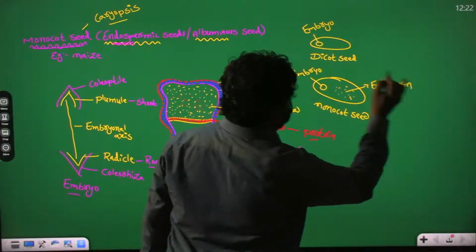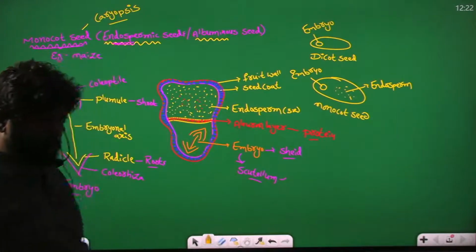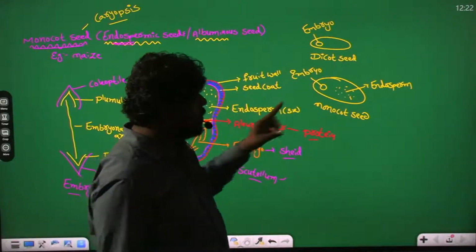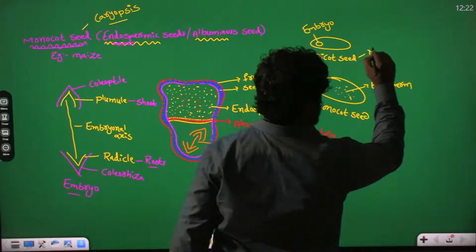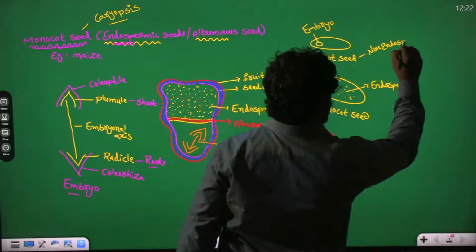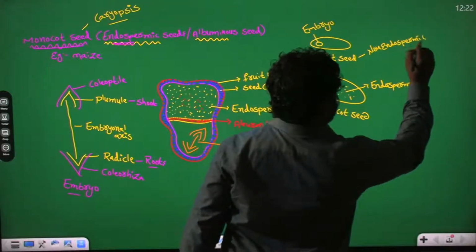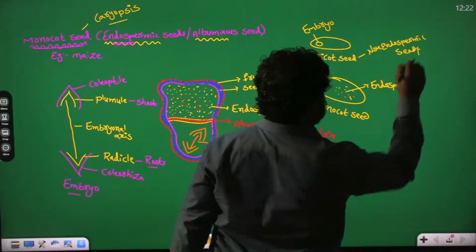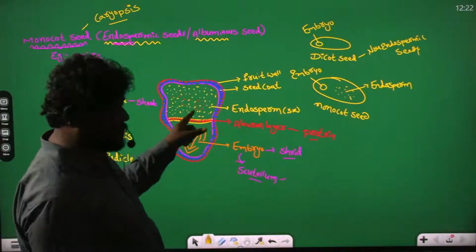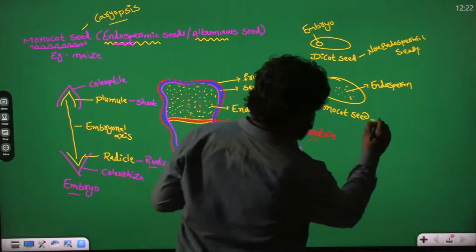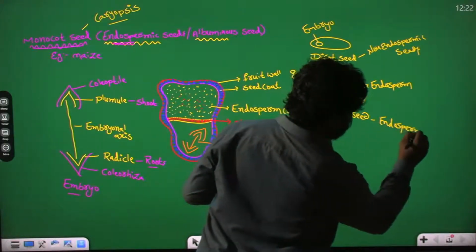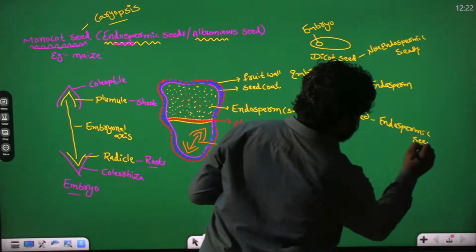Where is endosperm present, where is endosperm absent? In dicot seed, endosperm is absent. That's why these dicot seeds are called non-endospermic seeds. Yesterday we explained. In the monocot seed, which one is present? Endosperm is very clear. That's why it is called an endospermic seed. Is it correct?